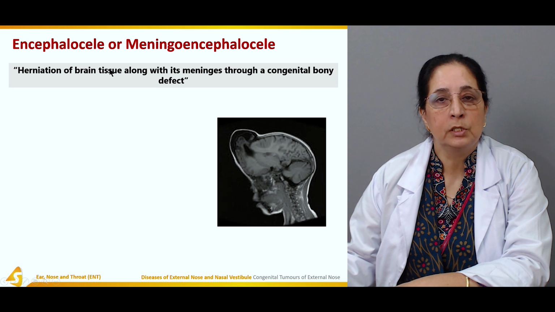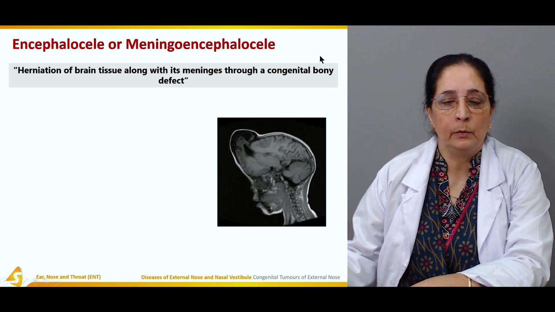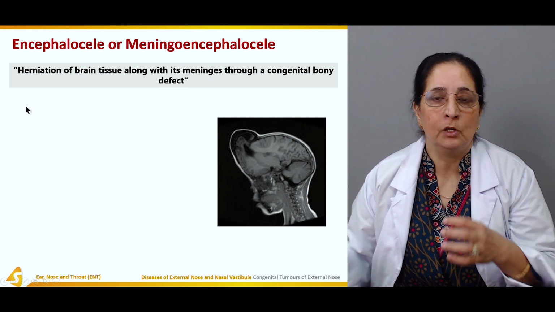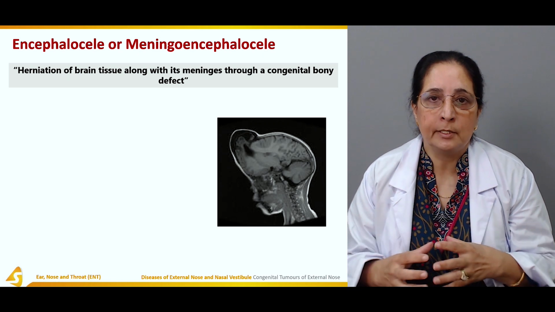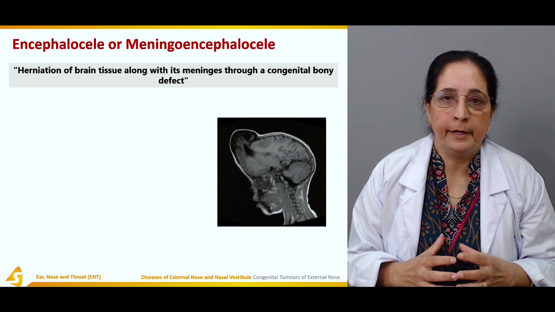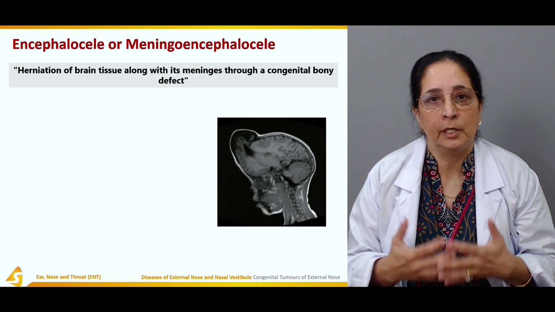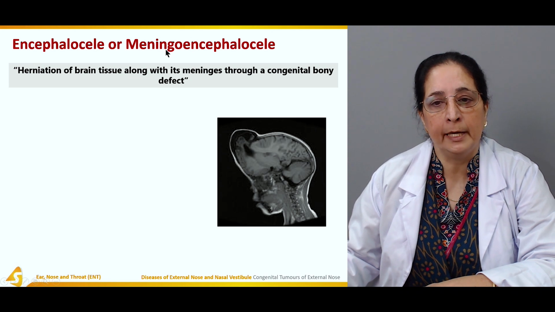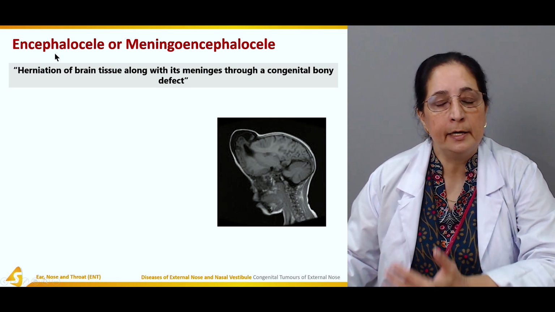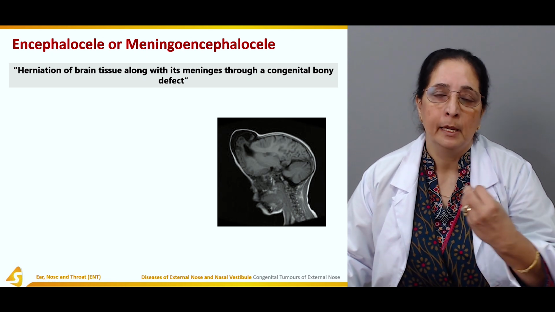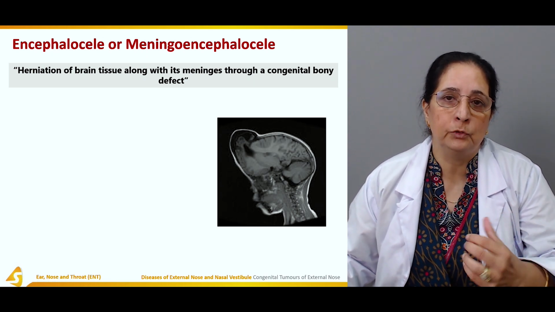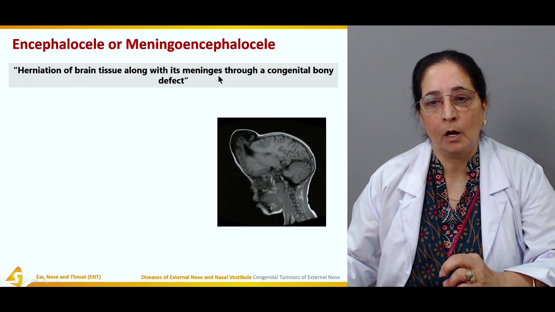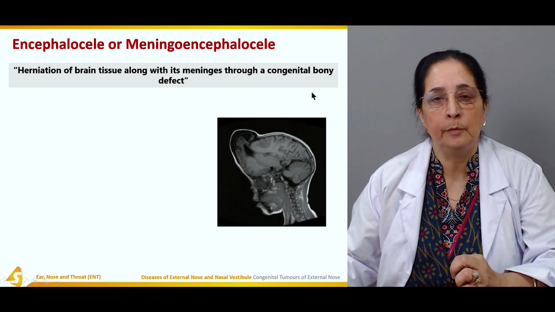Then encephalocele or meningoencephalocele, as the name shows, cele is the herniation or protrusion of one structure into another. So hernia is protrusion of a structure into another part, and in this case it is encephalocele or meningoencephalocele. There is herniation or protrusion of the brain tissue, and the brain tissue along with the meninges. So herniation of brain tissue along with meninges through a congenital bony defect.